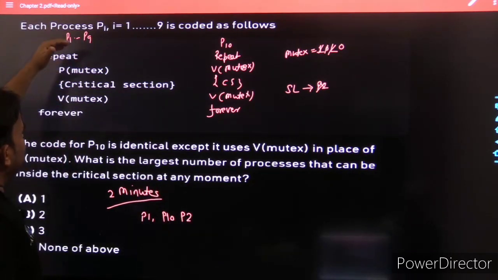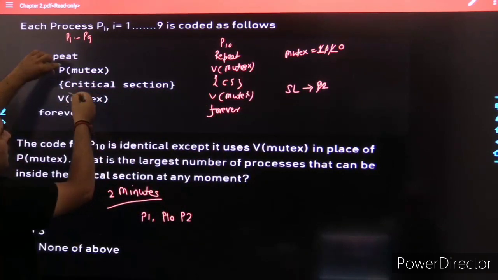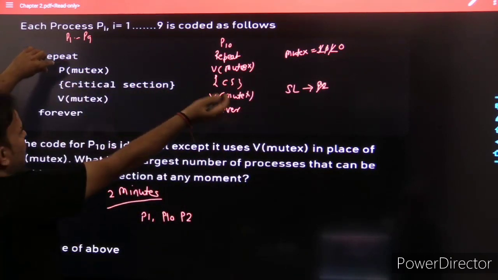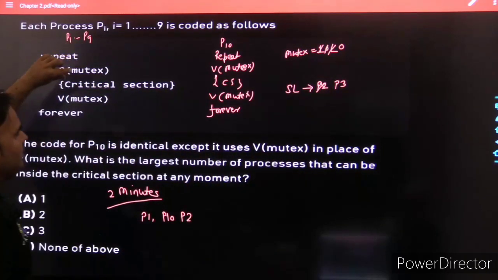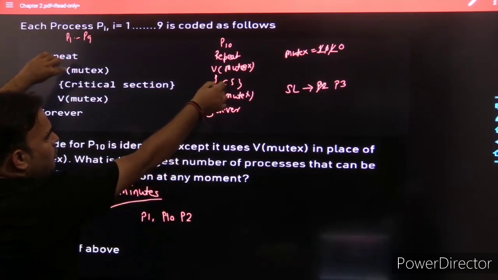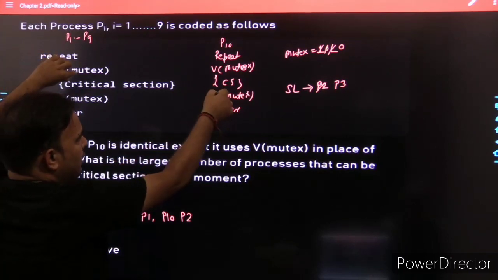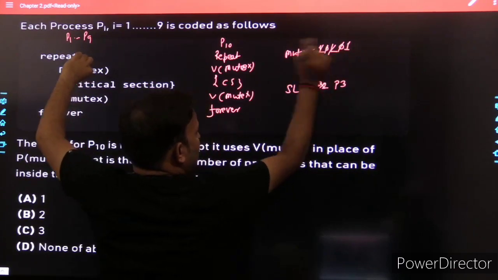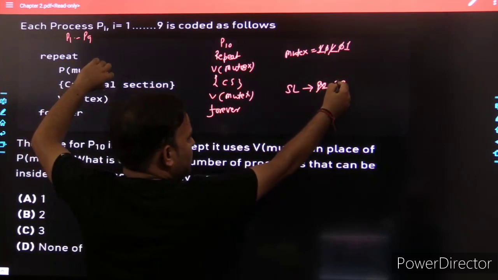Now P3 tries to enter the critical section. The mutex value is 0, so when P3 performs the down operation on the mutex, it will block. Now suppose P2 completes its execution in the critical section and wants to leave the critical section. It will again perform the up operation. One up operation, and the up operation of this P10 process will wake this process again.